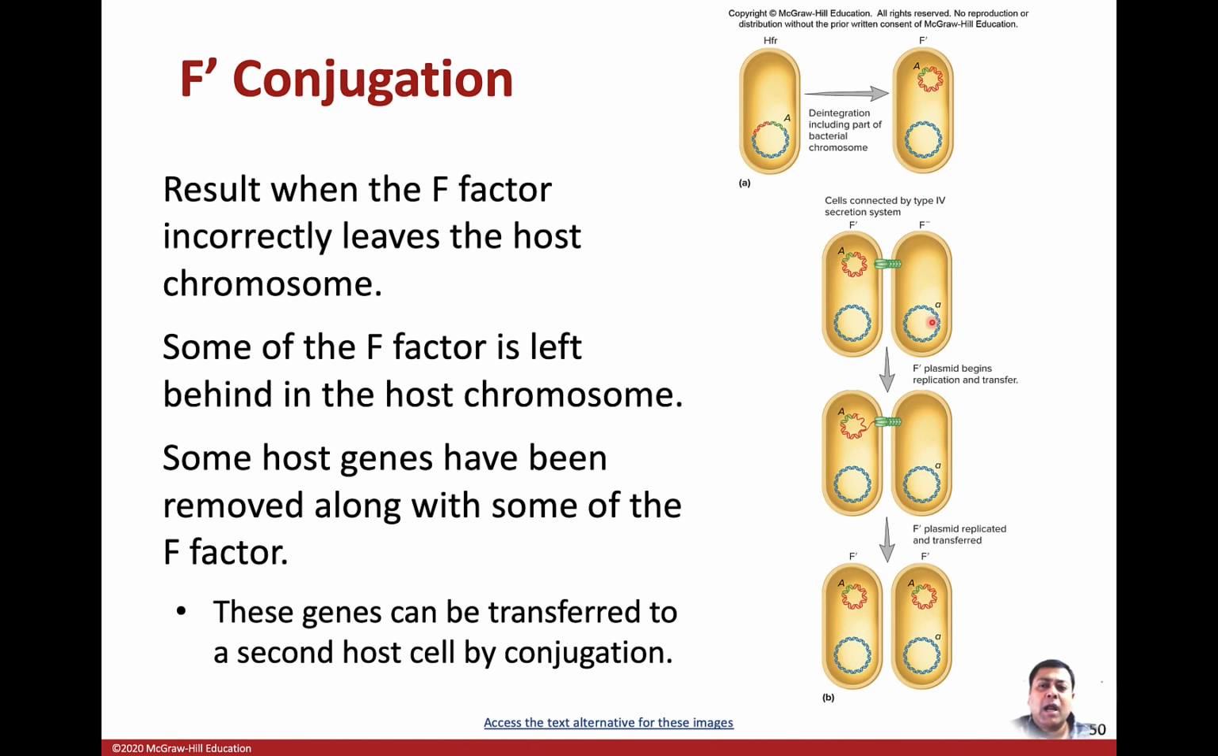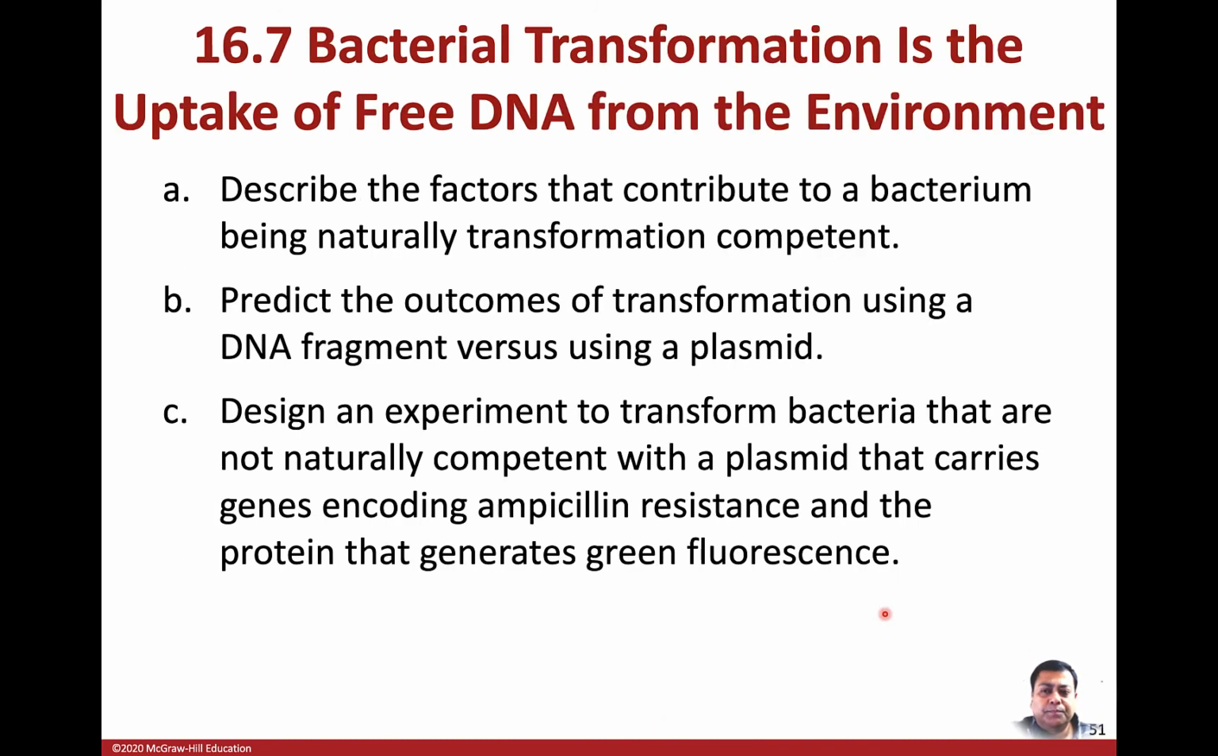Now it is trying to transfer the material to another F minus recipient from the F plus donor. This is not an F plus donor, this is an F prime donor. And in this process, it is transferring a portion of the genes to this second one, which it derived from its own chromosome. So this is the idea, and these genes can be transferred to a second host cell by conjugation. And this is the overall process.